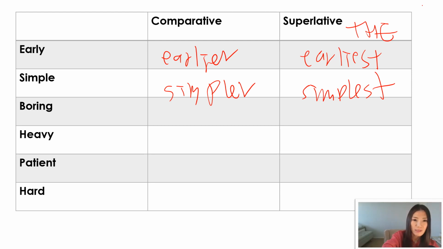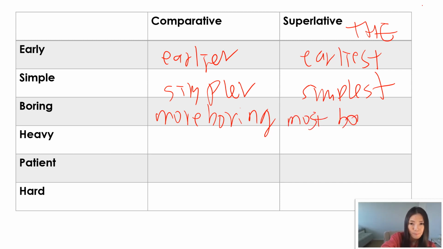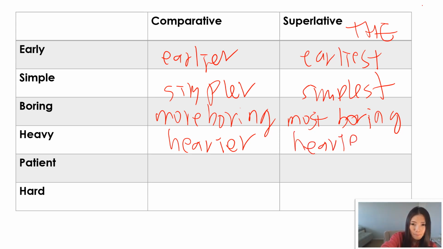The third word is boring. It's more boring versus the most boring. Ooh, that's an I. The fourth word, heavy, is also a 2-syllable word that ends in a Y. So same thing, we're going to drop that Y. It becomes heavier and the heaviest. Patient, you just add the word more in front of it. More patient and the most patient.